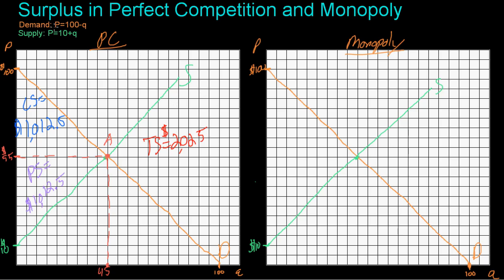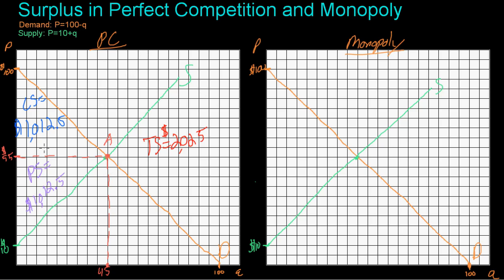So demand is just price is equal to 100 minus quantity, and then supply is that price is equal to 10 plus quantity. If you graph those and set demand equal to supply, you get that quantity is equal to 45 and that price is equal to $55.